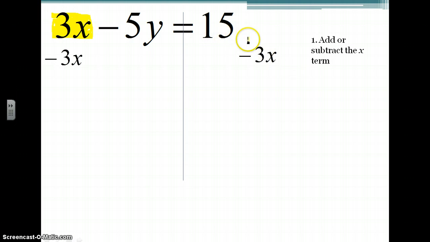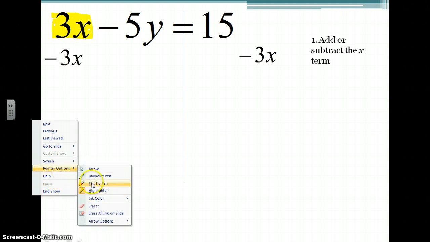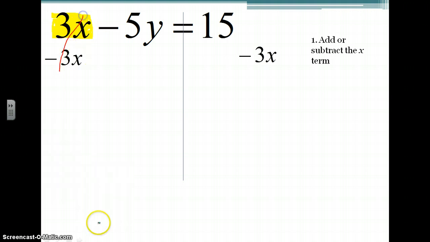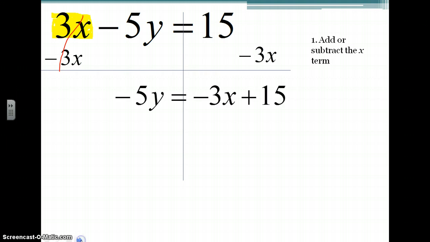Notice, when I subtracted it over here, I did not put it underneath the 15, because the 15 and negative 3x are not like terms, so we are not going to combine them together. When I do that, the 3x's on the left side will cancel out, and I'm left with negative 5y, because this is going to come down. And then negative 3x plus 15, because that's a positive 15. Remember, we're putting it in the form y equals mx plus b, so that's why the negative 3x went first.